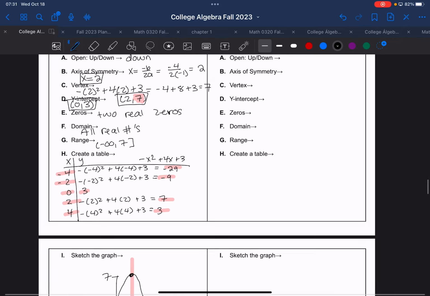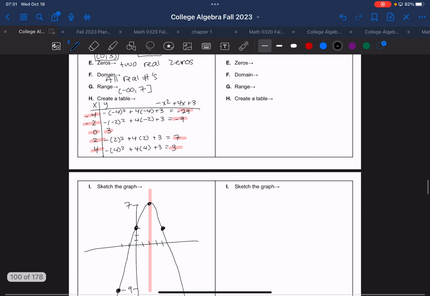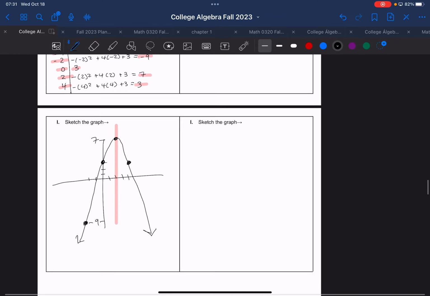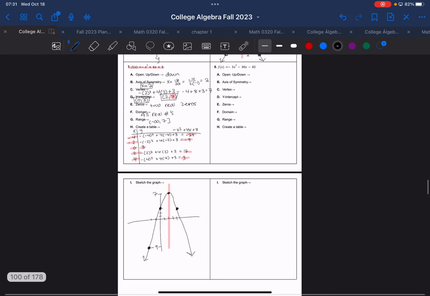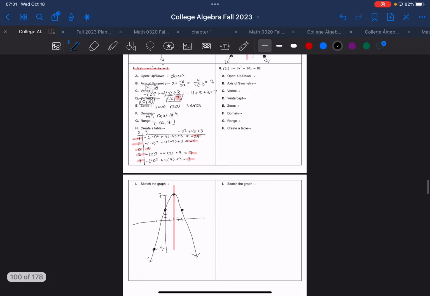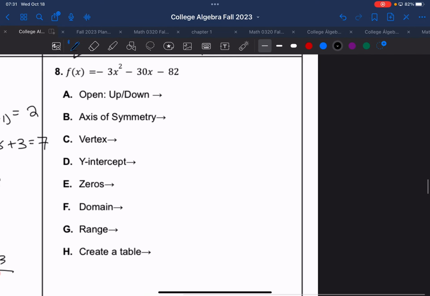And what I mean by 2 real zeros is that they're going to be actual numbers that cross at the x-axis. Okay, so that was number 7. And again, on the exam, I would want a really rough sketch like this. As long as I see that you're plotting some points, rough sketch. Okay. And then last one, number 8.